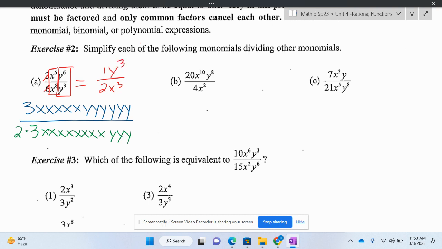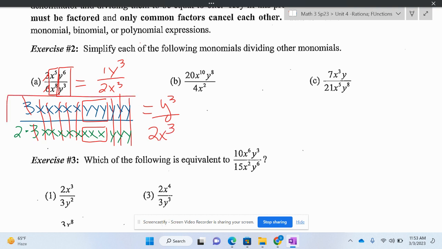Now I want to show you why that works. Let's see. 3 divided by 3, those can cancel out. I can take out an x, an x, an x, an x, and an x, and I'm left with 3 x's, which is x cubed in the denominator. And I can take out 1, 2, 3 y's, and that leaves me with 3 y's, y to the third power in the numerator. So this is y cubed over 2x cubed. Now, again, I don't want you to do it this way every single time.